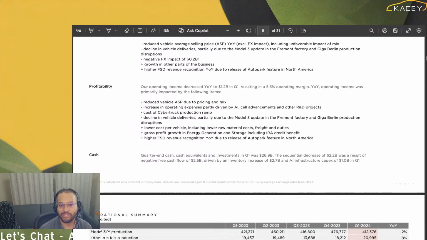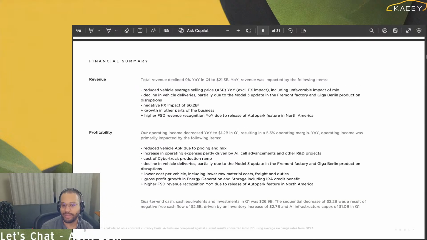Right, so their profitability and revenue were affected by their constant price adjustments, including an unfavorable mix of the impact of the mix of decline, or the mix of just the trims. Decline in vehicle deliveries, partially due to the Model 3 update in Fremont and Giga Berlin production disruptions. Negative foreign exchange rate impact of $0.2 billion.